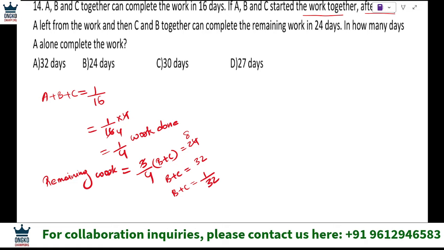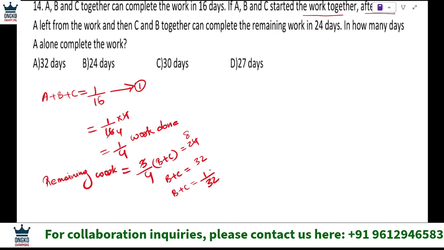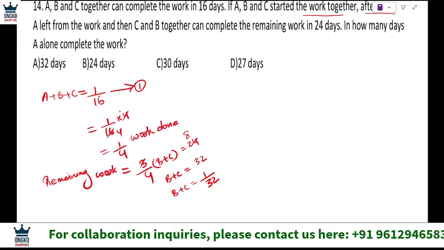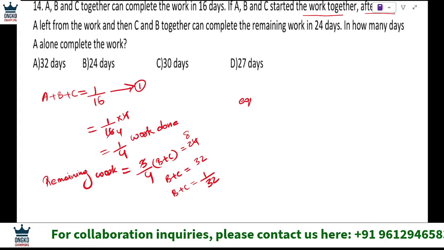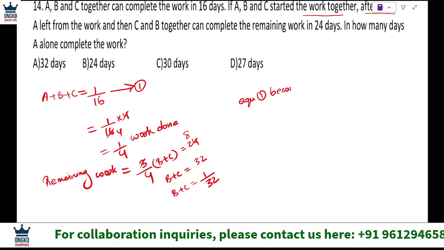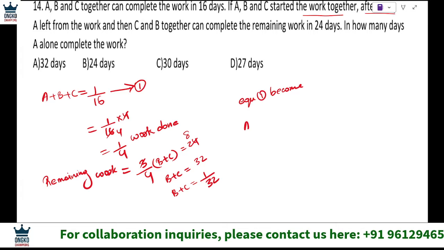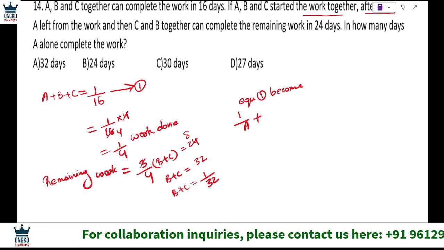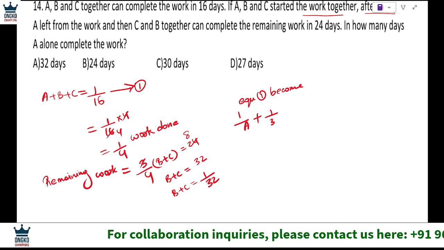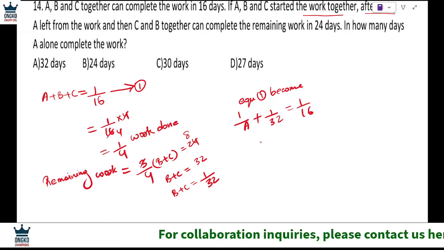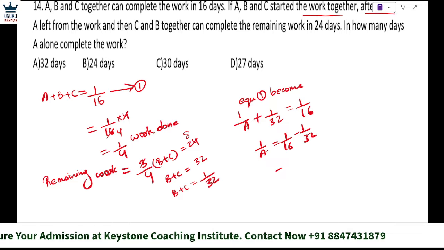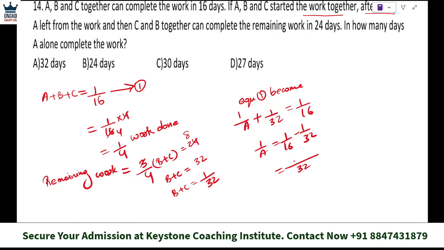Now coming back to this one, let's say this is equation 1. B and C together 1 by 32 days, and A, B, C together 1 by 16 days. So A can finish the work in how many days? That means A's 1 day work is 1 by A. B and C's 1 day work is 1 by 32, and A plus B plus C is 1 by 16. So 1 by A is equal to 1 by 16 minus 1 by 32. LCM of 16 and 32 is what? 32.